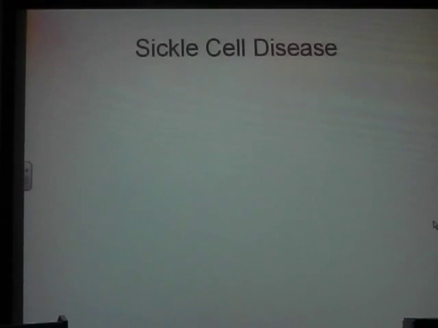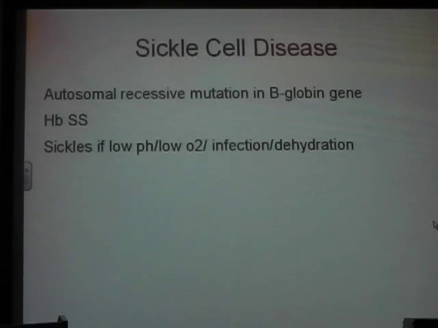So I mentioned sickle cell disease as one of the causes of haemolytic anemia. Sickle cell disease is autosomal recessive. It's a mutation in your globin gene, and you make hemoglobin S. Hemoglobin S sickles, so it forms crystals at stressful conditions such as low pH, low oxygen, infection and dehydration.